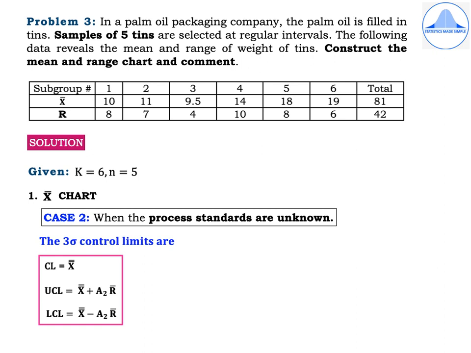So let's start with the solution. Be very careful over here. K stands for the number of samples, so K is equal to 6, and the size of each sample is N, which is 5.